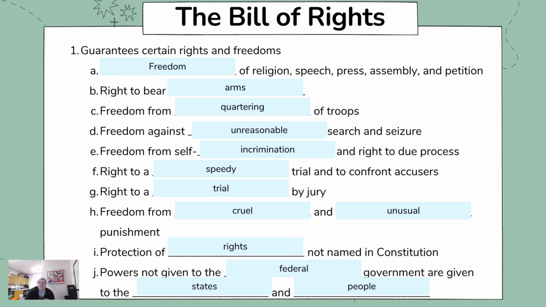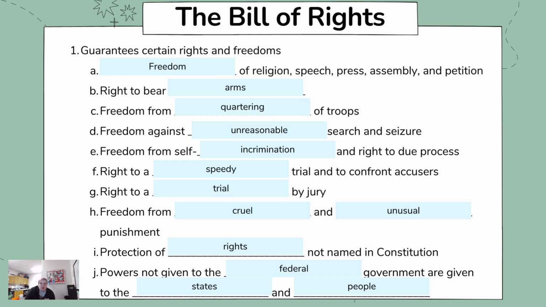The next one is right to a speedy trial and to confront accusers. A speedy trial means different things based on different scenarios, like where you are. But basically, you have the right to not be sitting in jail forever before you are even tried. And to confront accusers means that if someone said you did something, you have the right to ask them questions, whether yourself or usually through an attorney.